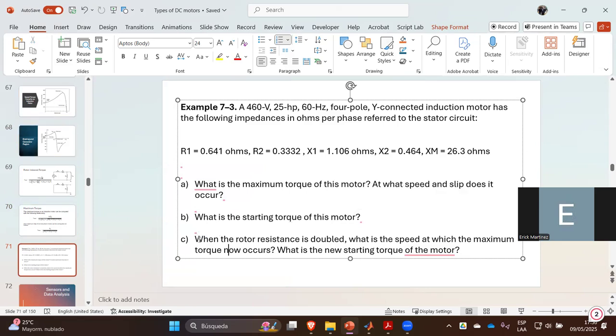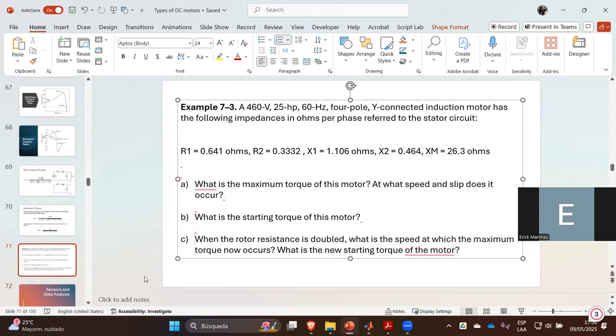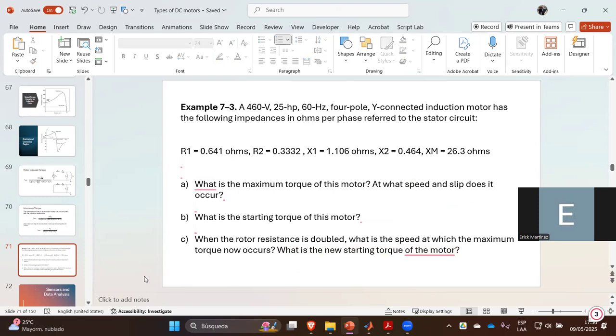And also, we want to know, when the rotor resistance is doubled, at what speed the maximum torque now occurs. So we need to compute again the maximum torque and the speed, but now considering that the rotor resistance is doubled, and what is the new starting torque of the motor. So let's break it down little by little.